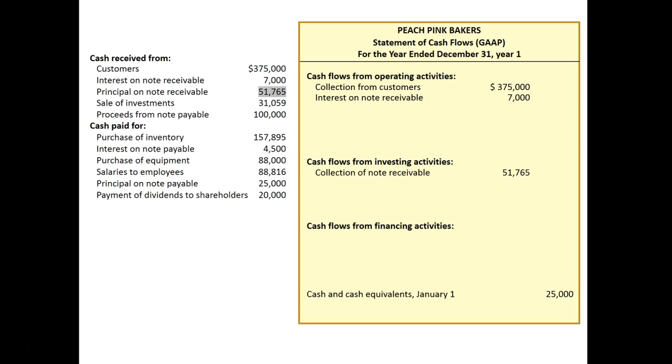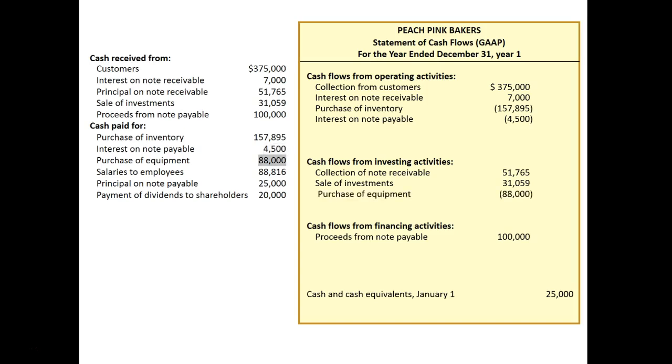The principal of the note receivable is an investing activity. We lent money out, and now we're receiving it back. The sale of investments is also an investing activity. But the proceeds of a note payable would be a financing activity. Purchasing inventory, of course, would be an operating activity. The interest on the note payable is an operating activity, while the receipt or payment of a note payable would be a financing activity.